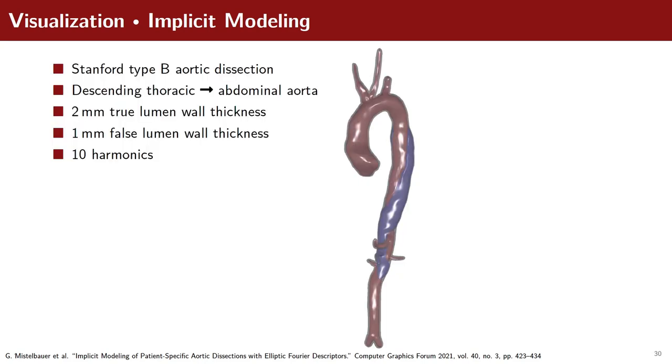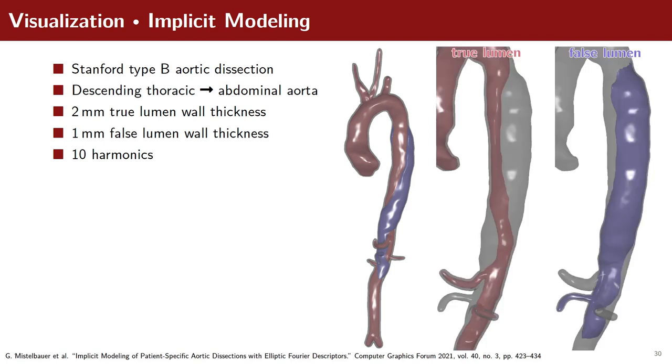This case presents a Sandfort type B aortic dissection extending from the descending thoracic aorta to the abdominal aorta. The current image shows a 2 mm true lumen wall thickness and a 1 mm wall thickness for the false lumen. We use 10 harmonics for the surface reconstruction. If you plot the true lumen and false lumen separately, you can see that the true lumen is quite narrow and the false lumen is quite enlarged.